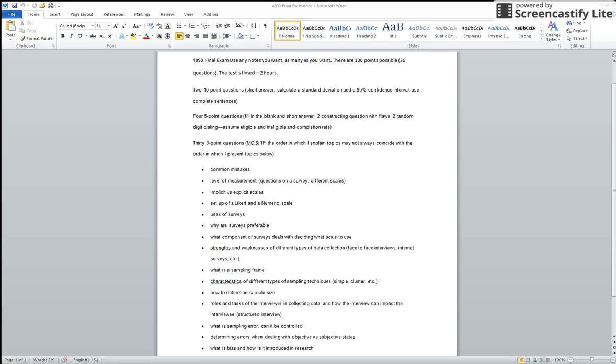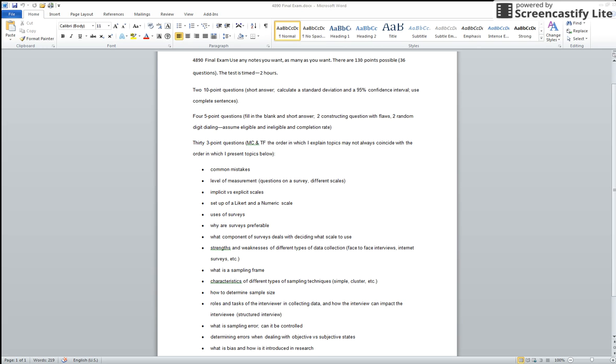So for the 10-point questions, there'll be a couple of them, and what I'll do is I'll give you some figures. There'll be some bowling scores I give you or some GPAs, and I'll ask you to calculate a standard deviation and the 95% confidence interval about the true population mean. And so there'll be two of those. Make sure you look over the notes that you've taken over the course of this semester. And you can certainly ask me any questions as well beforehand, and I will respond appropriately.